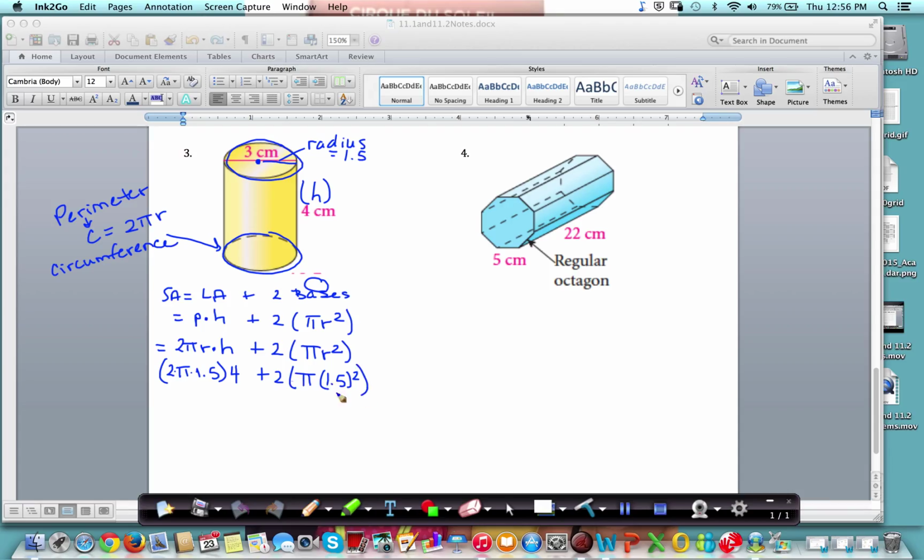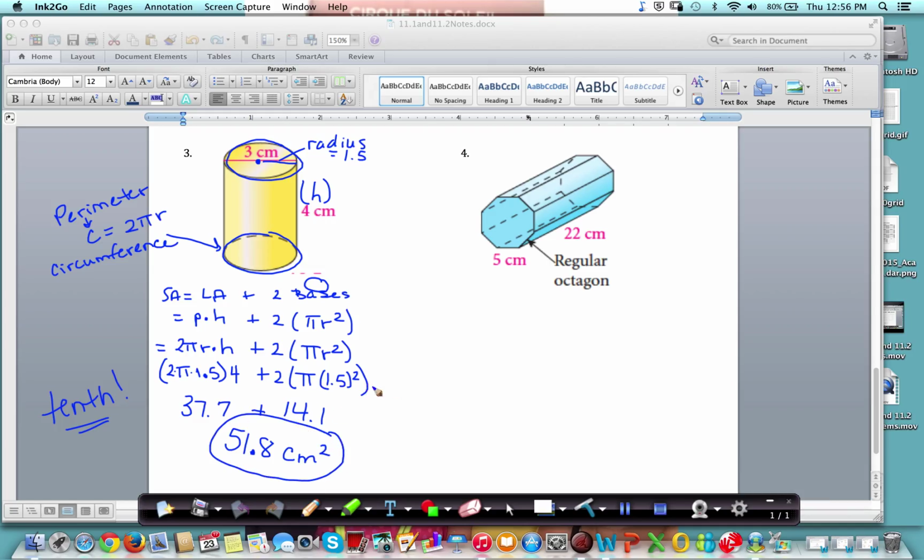So remember, before you do any multiplying, you need to make sure you square first. Exponents come first. And I always want you to round to the nearest tenth, okay? So we're going to do 2 times pi times 1.5 times 4, 37.7, plus, and then we're going to square the 1.5 times pi times 2 gives me 14.1, and when I add them together, I get 51.8, and it's area, so centimeters squared.